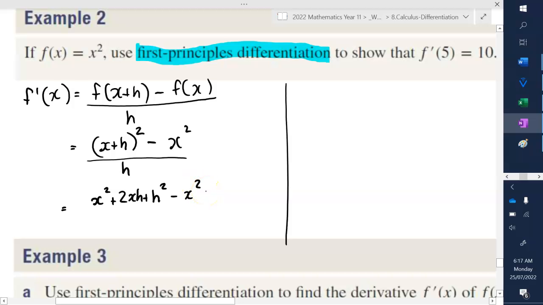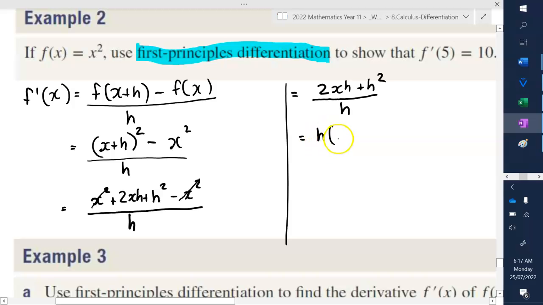Just make sure your top line looks like mine once you've grouped together like terms. I'm going to continue up here. These parts are going to cancel out. Okay, so what you can see, there's an h on the top line and an h on the bottom line, so I need to factorise out that h on that top line.